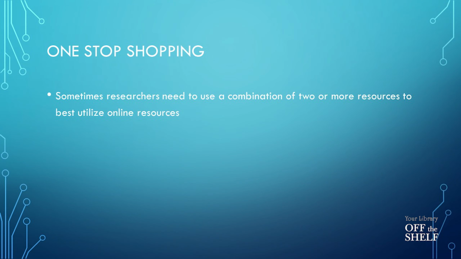When you're working with genealogy, particularly when you're doing online researching, there's no such thing as one-stop shopping. Yes, you've heard of FamilySearch, you've heard of Ancestry. These are two big ones. You've heard of Find a Grave, that's another big one that a lot of researchers use. But sometimes you need to use a combination of two or more of these resources in order to best utilize or best navigate your way through the online resources out there.